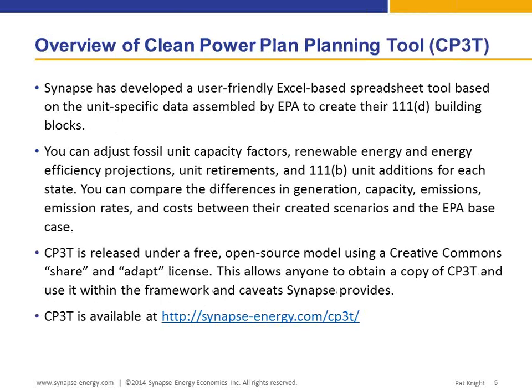The Clean Power Plan Planning Tool, or CP3T, is a user-friendly, Excel-based spreadsheet tool based on the unit-specific data assembled by EPA to create their 111D building blocks. Within CP3T, you can adjust fossil unit capacity factors, renewable energy and energy efficiency projections, unit retirements, and non-111D, that is 111B, unit additions for each state. You can then compare the differences in your scenario in terms of generation, capacity, emissions, emission rates, and costs between one specific scenario and however many other scenarios you're interested in looking at, along with the EPA base cases.